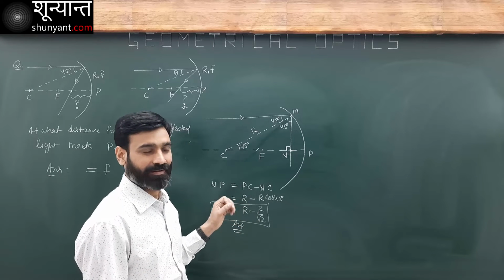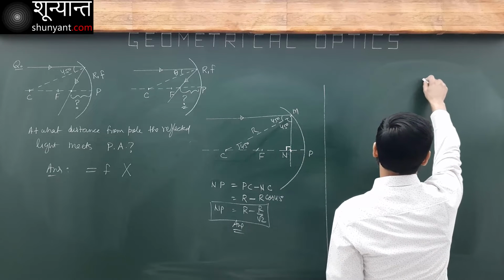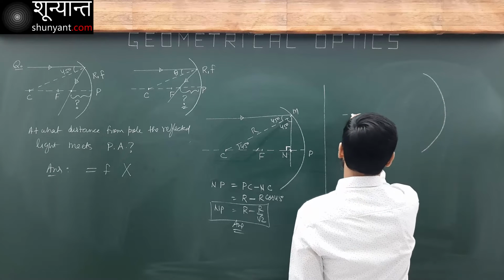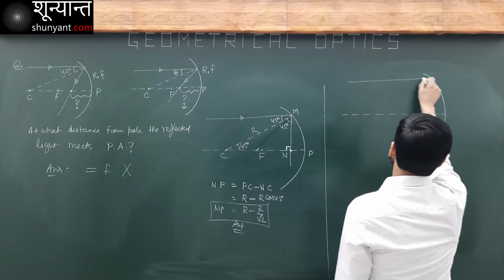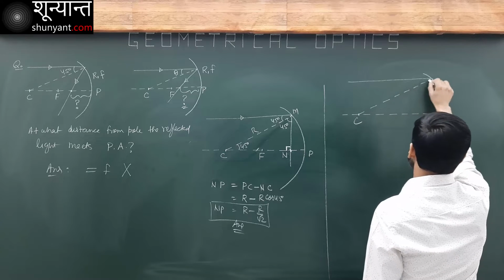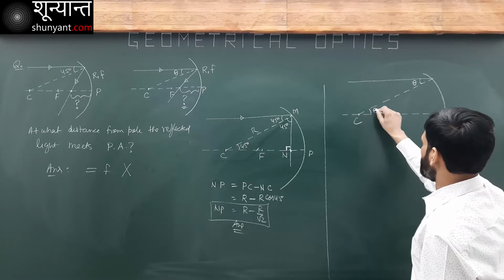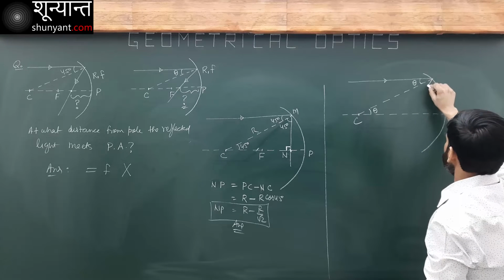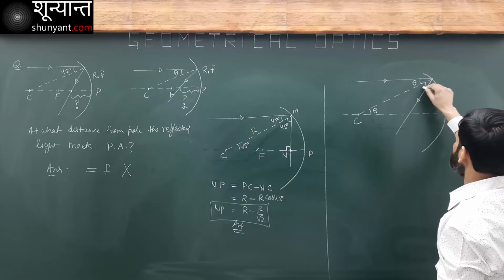Now let's look at the second case. The second case is a general case. This is the center. This is the angle of incidence. It is theta. So this angle is also going to be theta because these two lines are parallel. Now the light is going to be reflected in this direction, somewhere like this. This is theta. This also is theta.